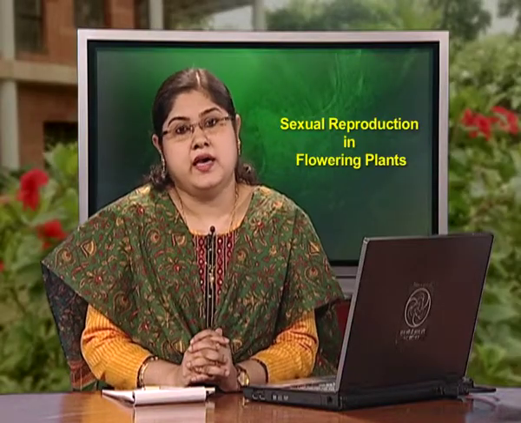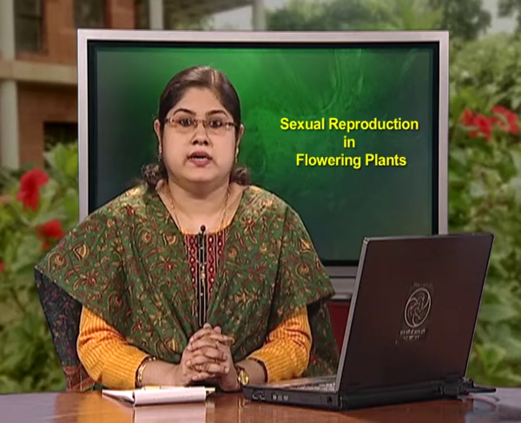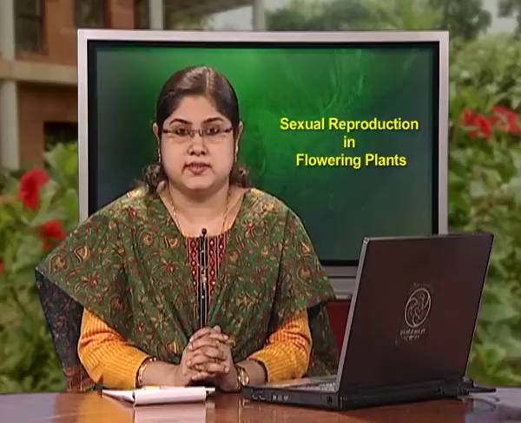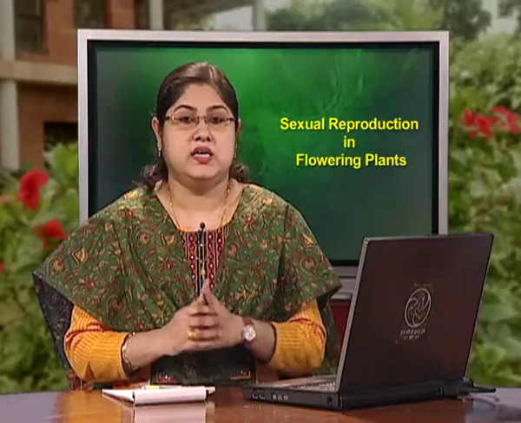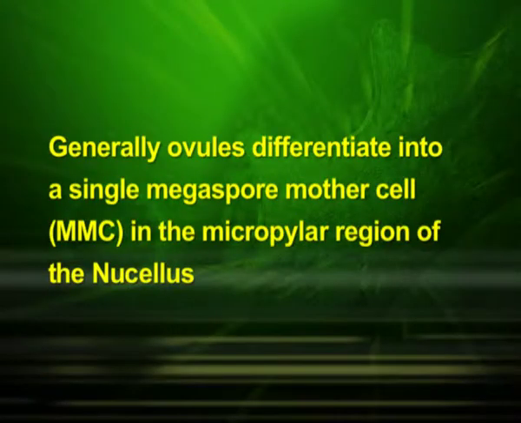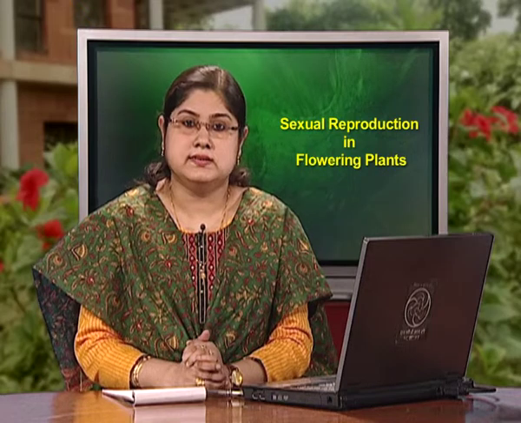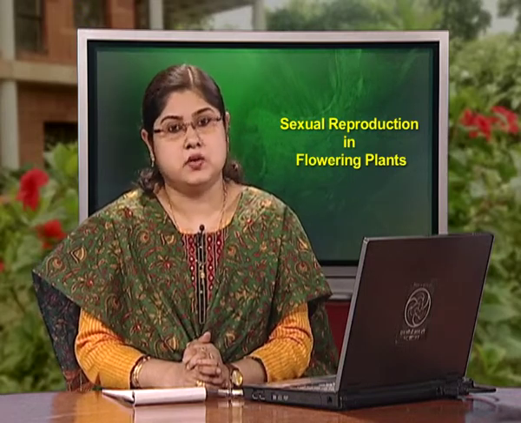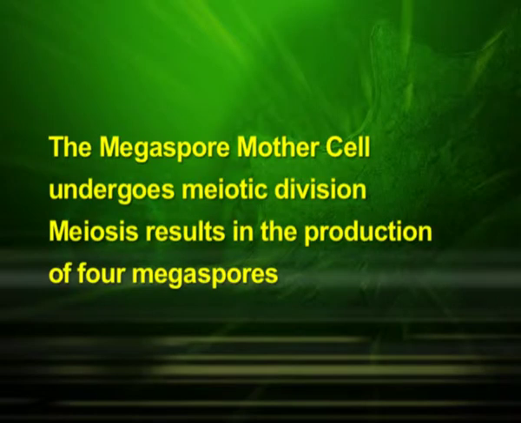So, students, as we have gone through the structure of the megasporangium or the ovule, now let us discuss the process of megasporogenesis. The process of formation of megaspores from the megaspore mother cell is called megasporogenesis. Generally, ovules differentiate into a single megaspore mother cell in the micropylar region of the nucellus. It is a large cell containing dense cytoplasm and a prominent nucleus. The megaspore mother cell undergoes meiotic division. Meiosis results in the production of 4 megaspores.